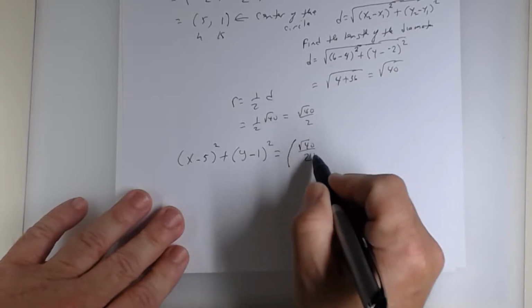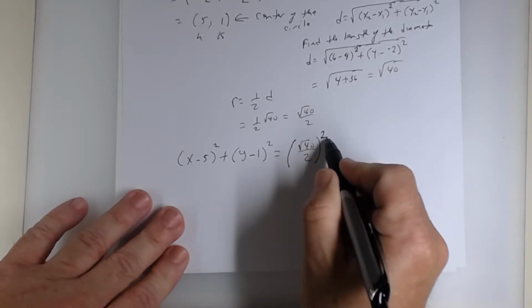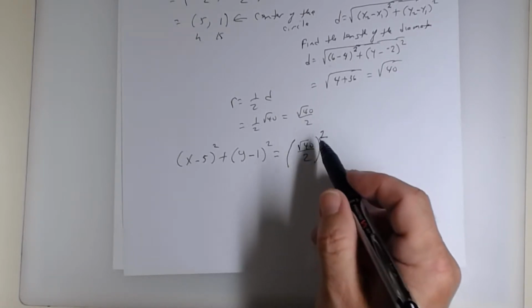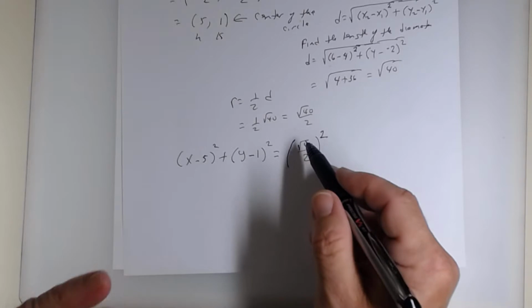Square root of 40 over 2. What do I do to that? Square it. Okay, now listen carefully. This is not the answer you give, because you don't want your answer as a radius squared.